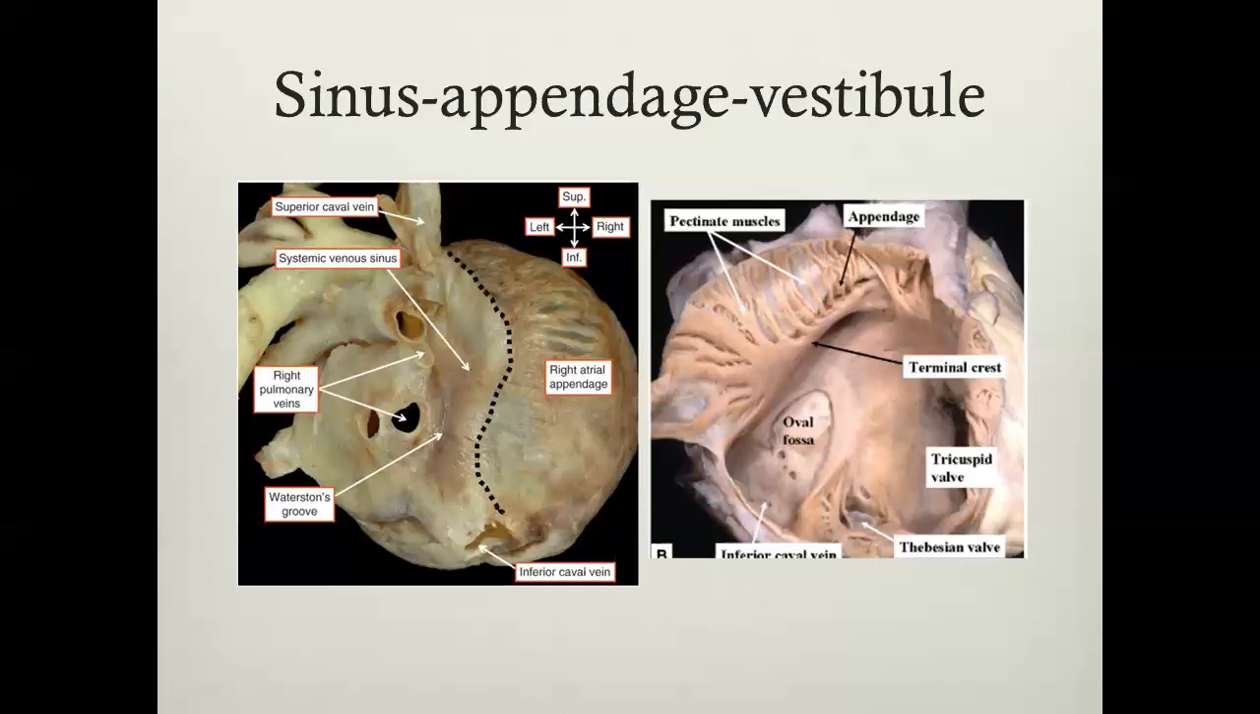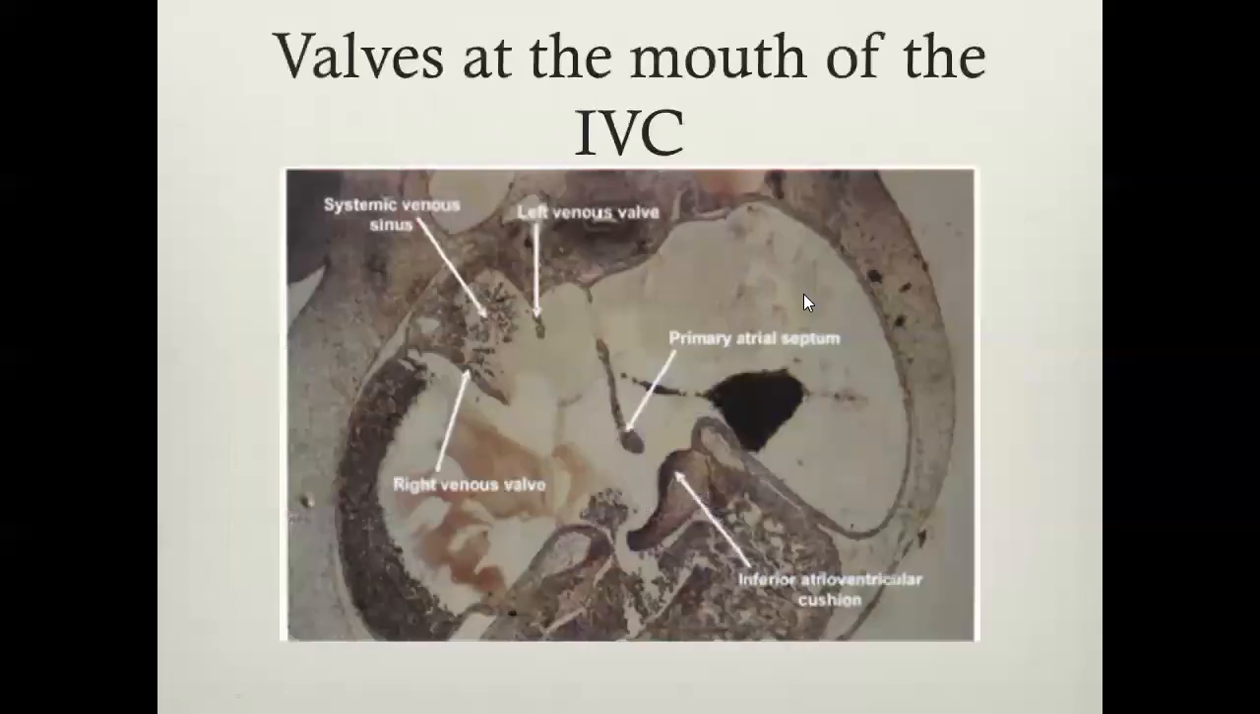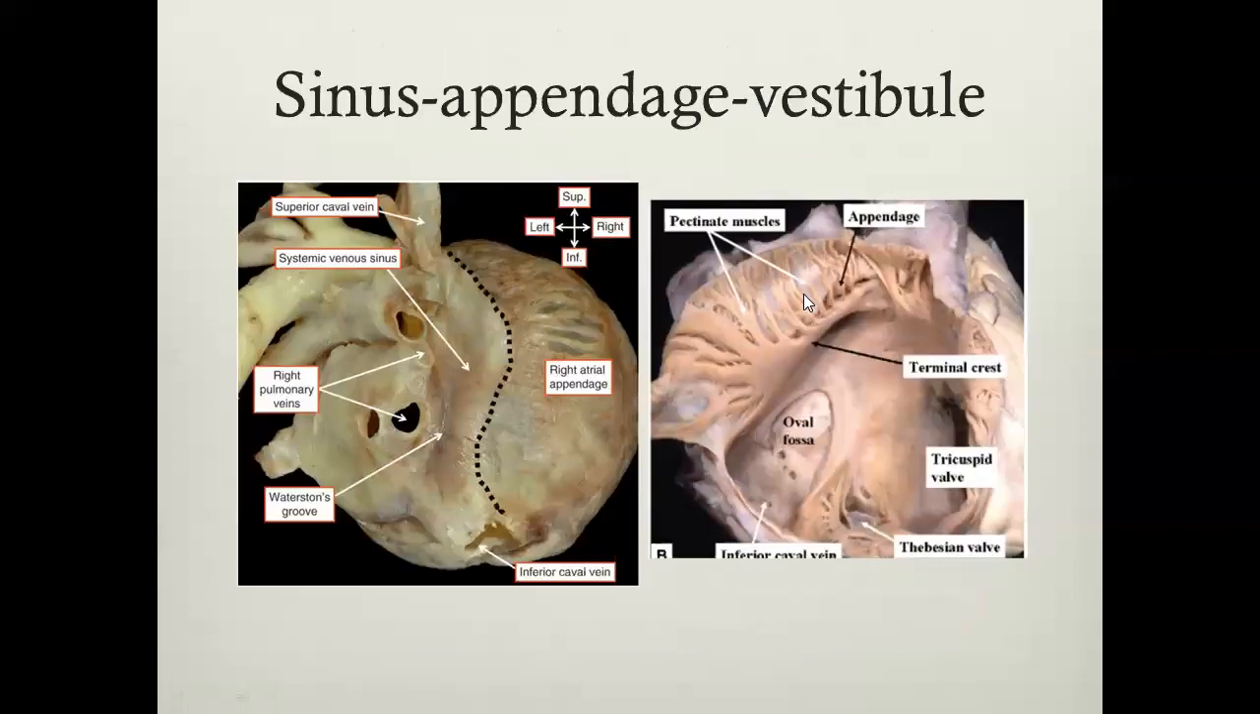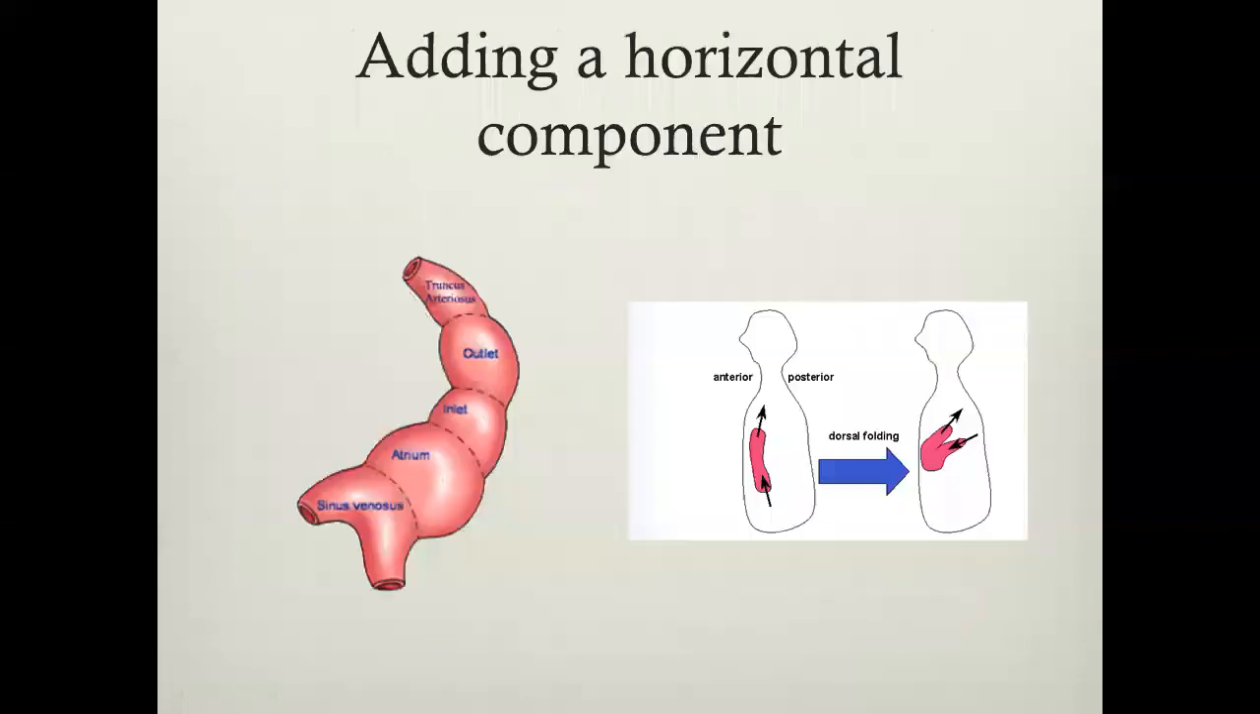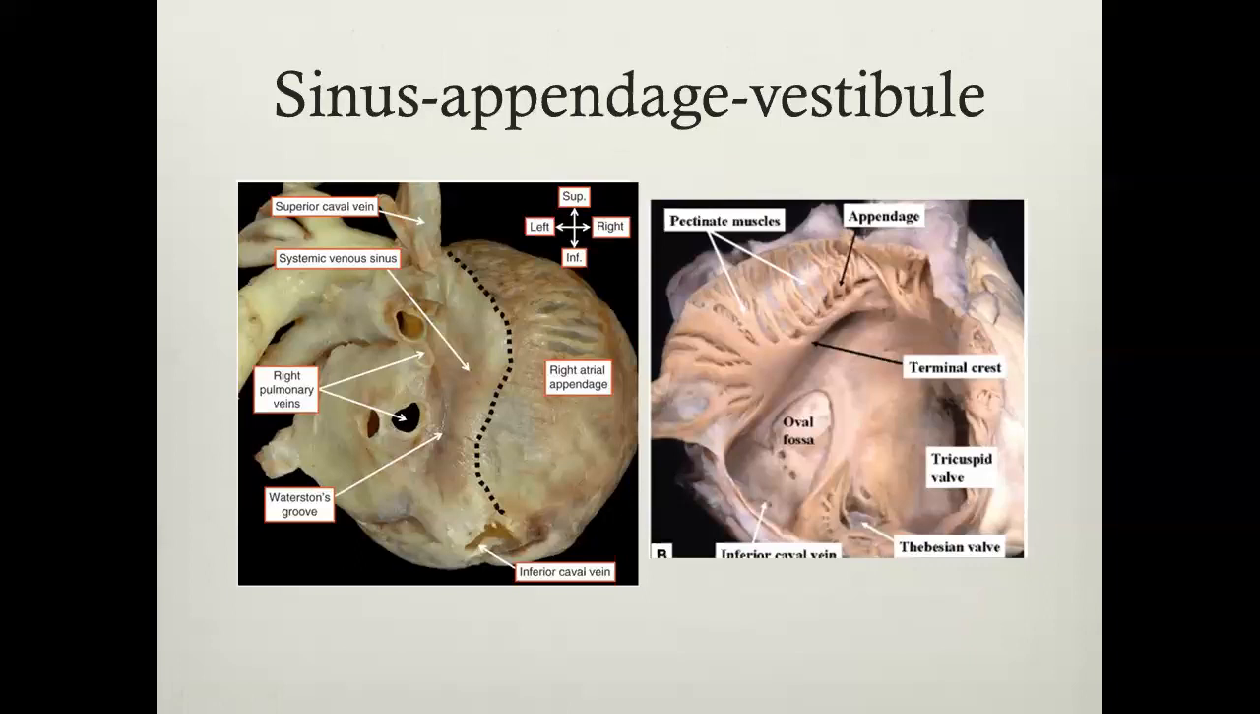Now, the other thing that doesn't have any clinical bearing, but is just interesting to know, is look at the wall between the pectinate muscles. It is wafer thin. So the right atrium consists of these pectinate muscles with really a membrane to contain the blood apart from those muscles.